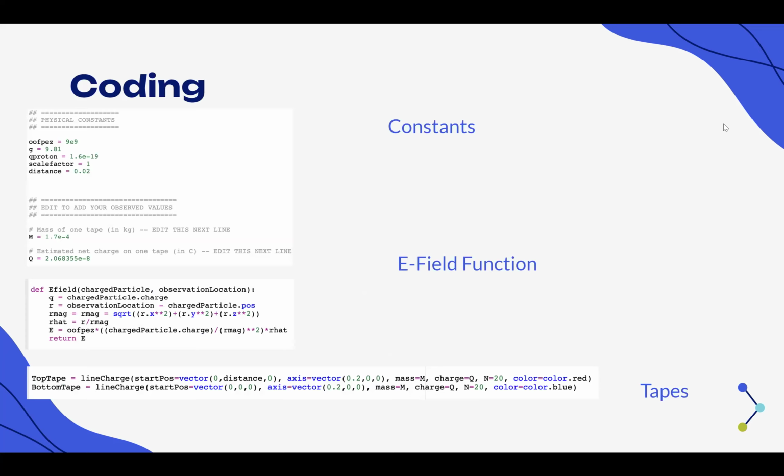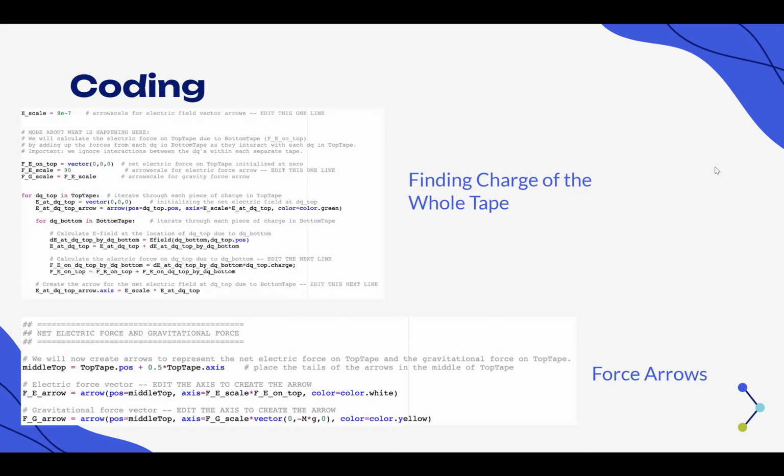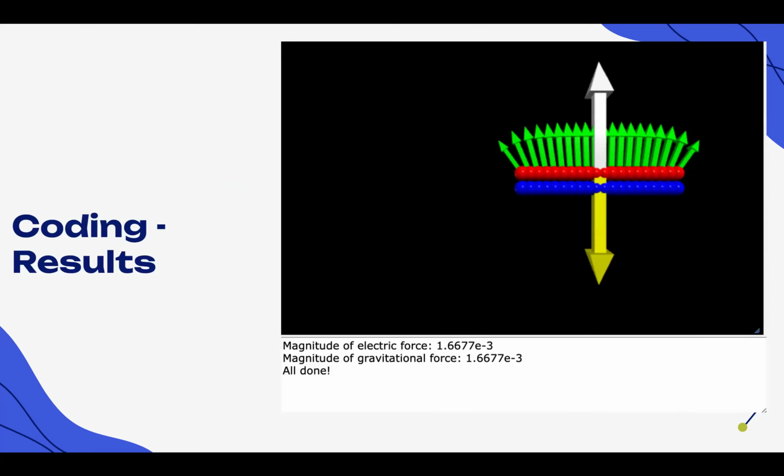Here was my coding for it, with all of the constants, the E field function, and tapes. Some more coding for the charge of the tape and also the force arrows. And then here are the results.